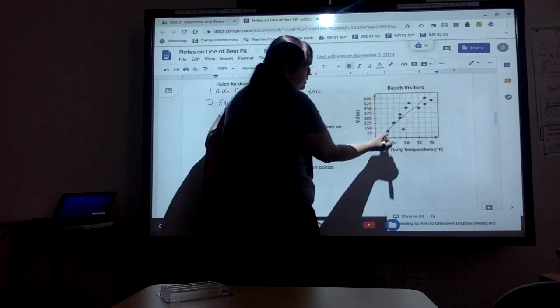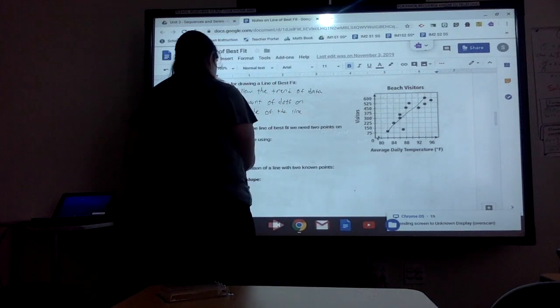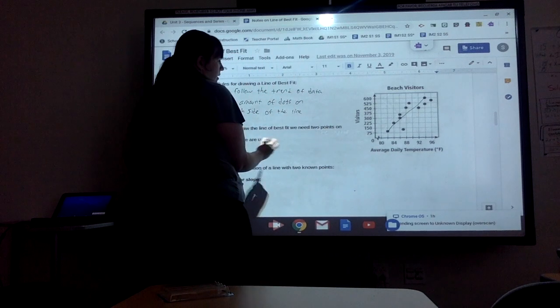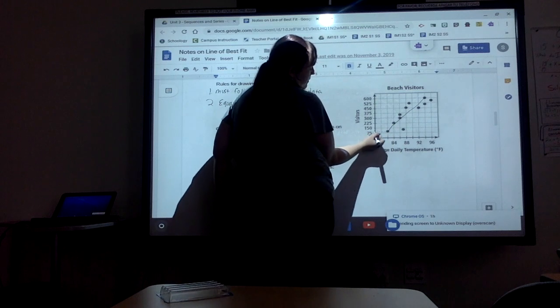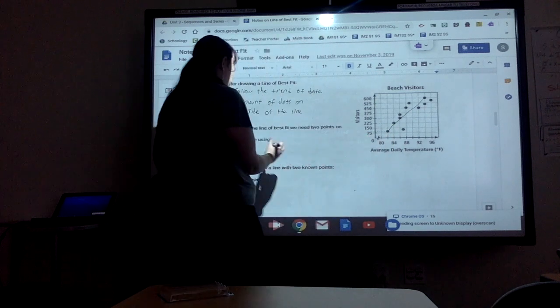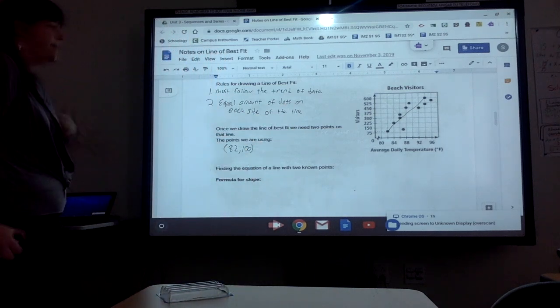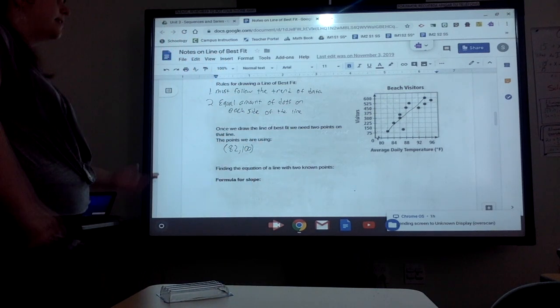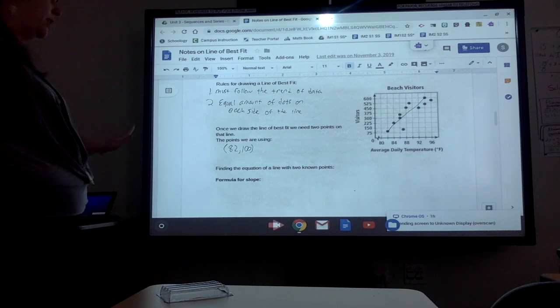So this point, the x, is between 80 and 84. So the x is 82. And then the y, this is 75 and that's 150. This looks like it's about at 100. Note that I just guessed that. I just guessed that I think it's at 100. You might have guessed that it was 90. It doesn't matter. As long as you're close, you're going to be counted as right. Okay?